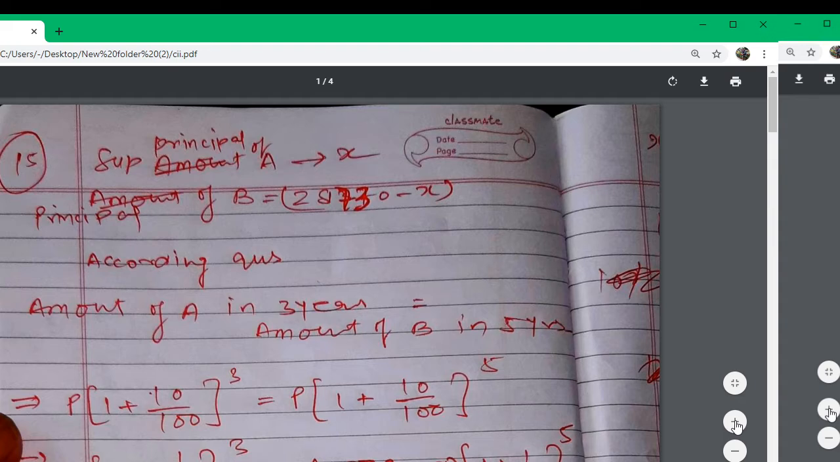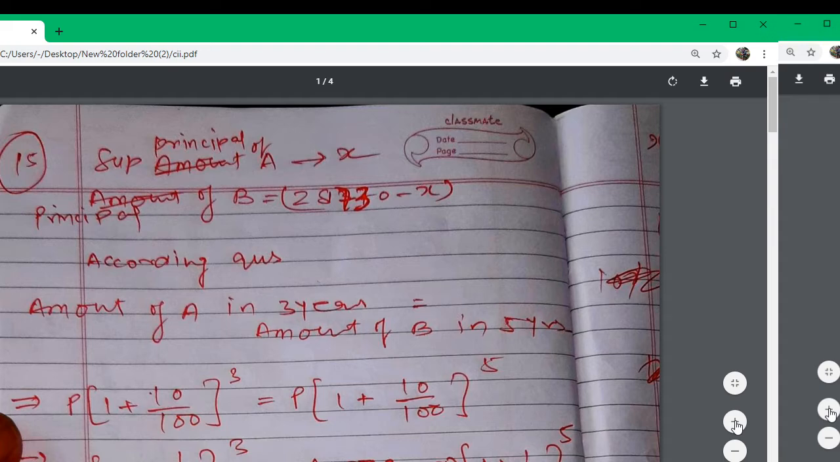If you feel any problem in solving these questions, you may call me and say that sir, I am having a problem in this question, and I will solve it. Just come to me and I will solve your problem. Otherwise, I am going on to question number 15. Have a look here.